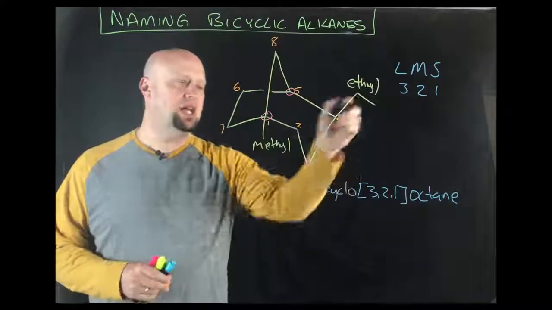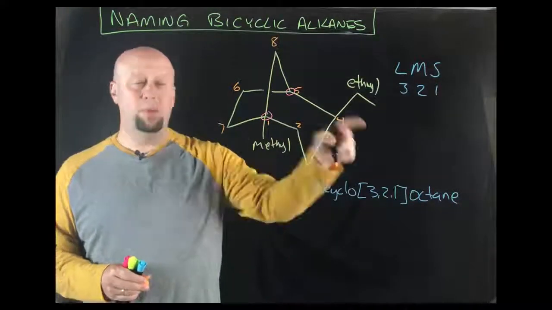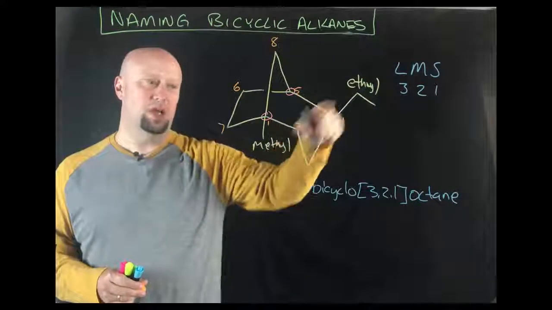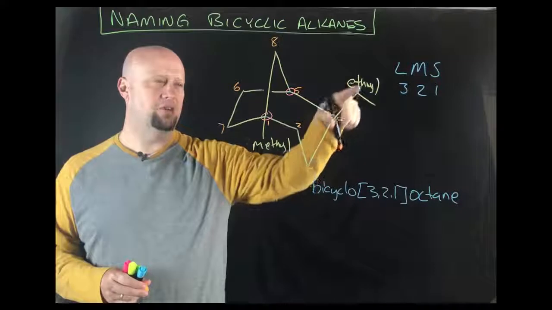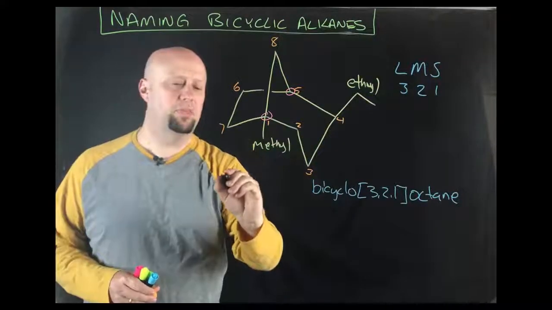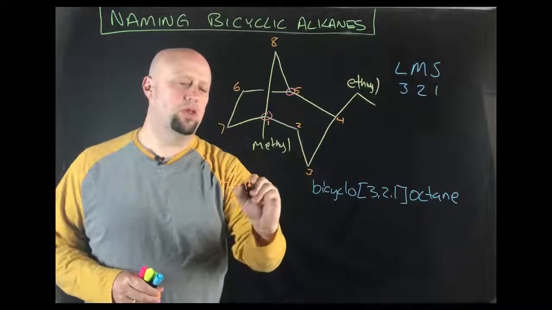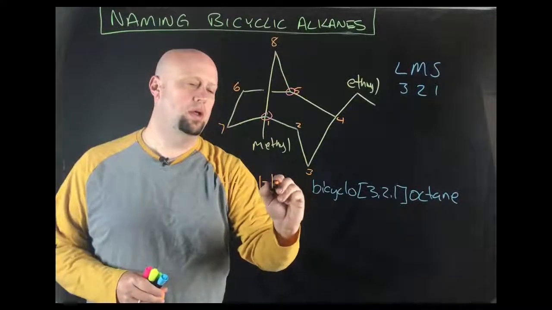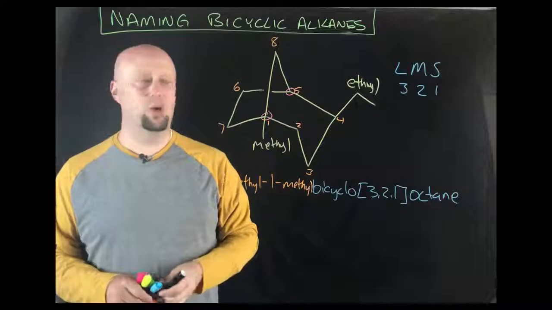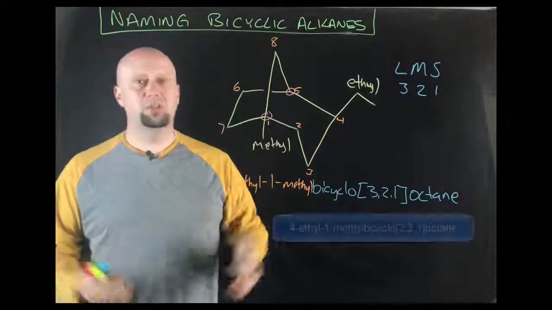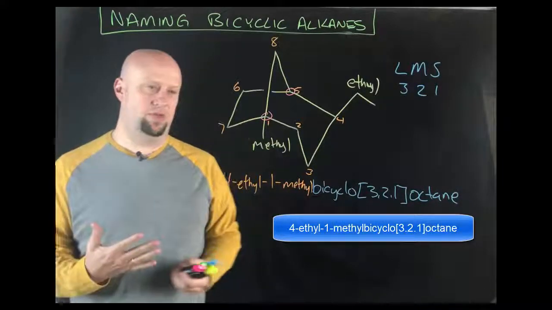And so what that then gives us, and remember that you name your substituents alphabetically, right? So ethyl comes before methyl. So I've got a 4-ethyl, 1-methyl. 4-ethyl, 1-methyl, bicyclo[3.2.1]octane.